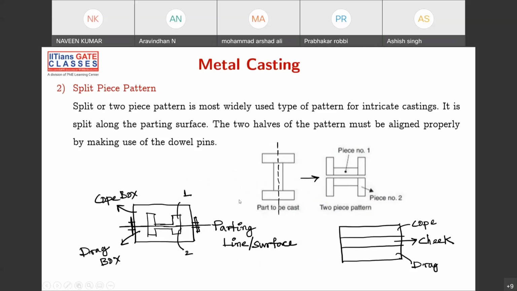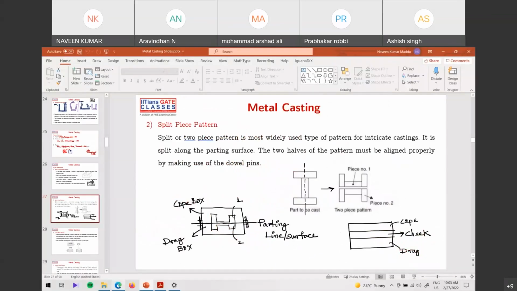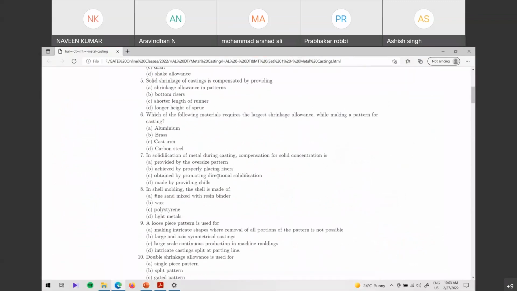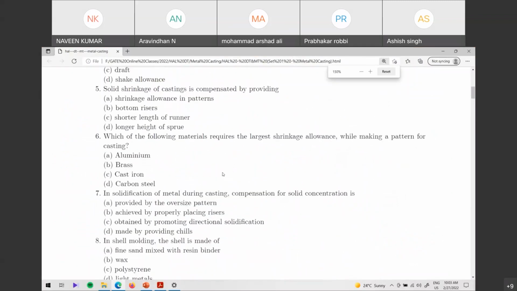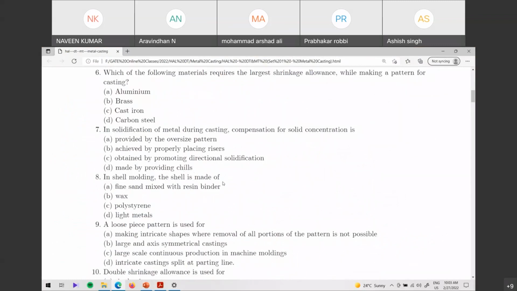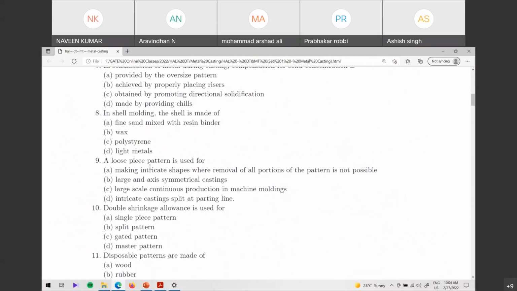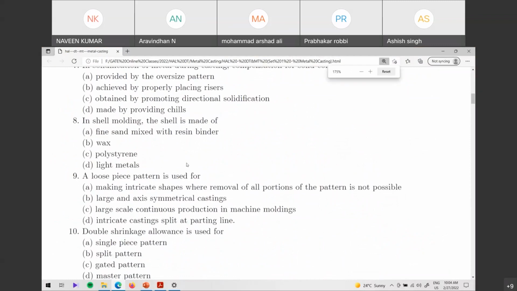Okay, please. Thank you for understanding. So yesterday we solved till the 7th question. Hope you can solve some questions.